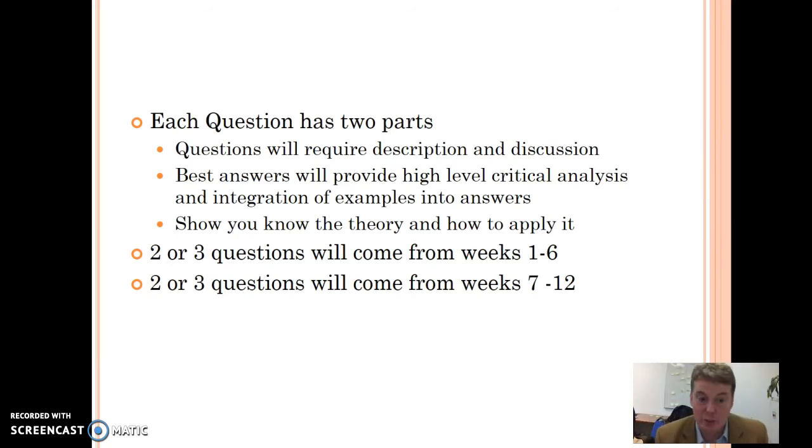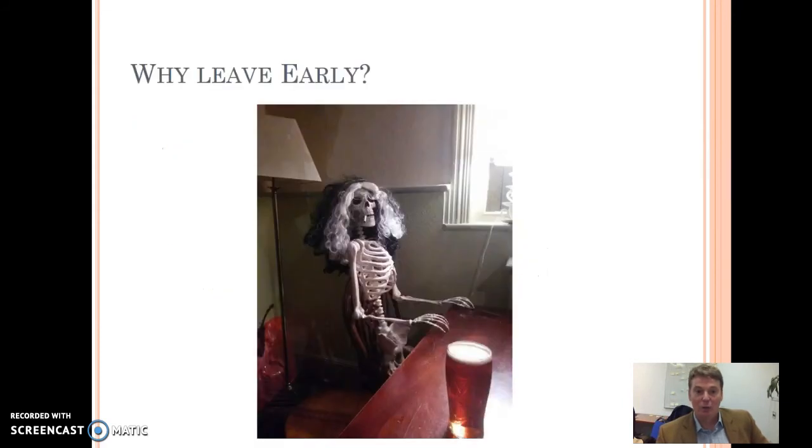Basically, we've split the course in half. There's 5 questions, so either 2 or 3 questions will come from weeks 1 to 6, and 2 or 3 questions will come from weeks 7 to 12. We're not prepared to say which is which. So you need to study both aspects of the course. The questions will have 2 parts, but it's important to remember each part may not have an equal number of marks. So check the marks for each part and apportion your time appropriately.